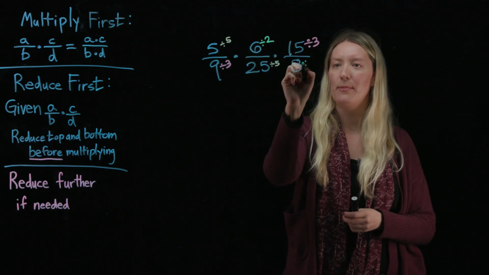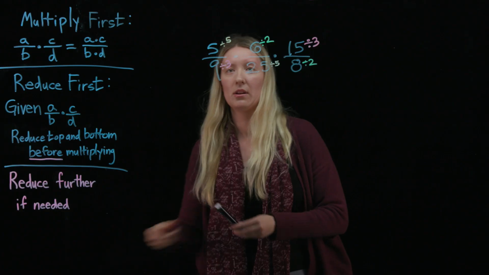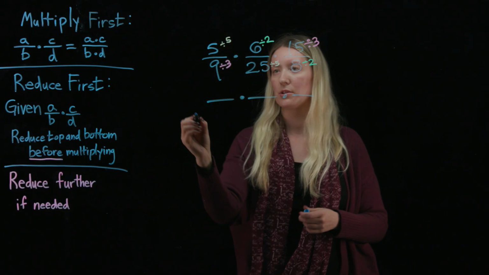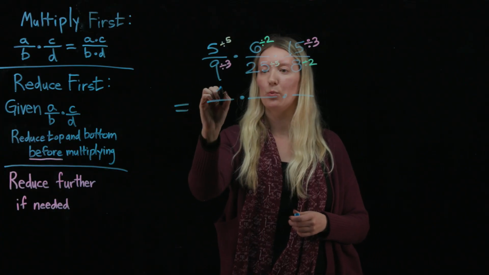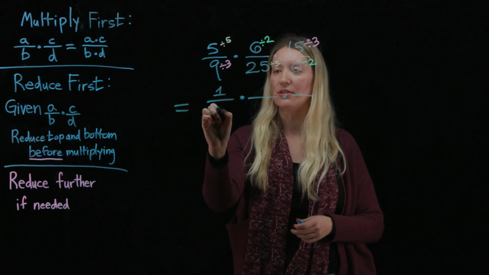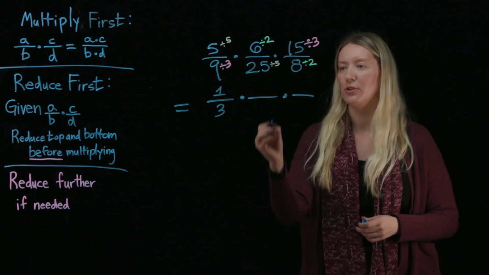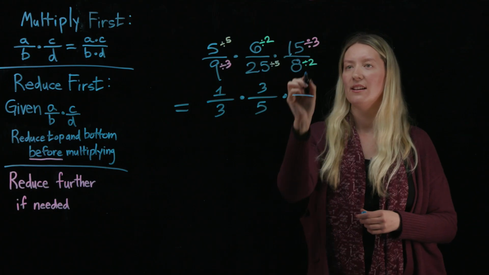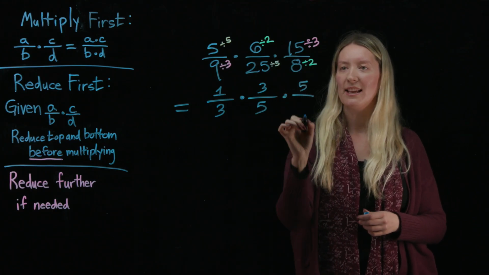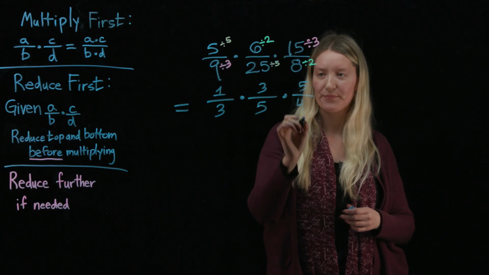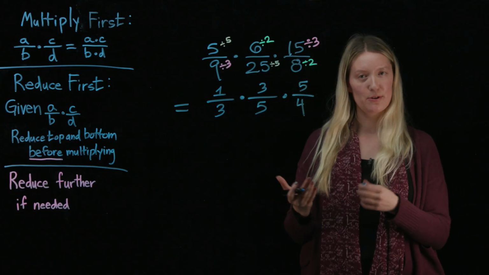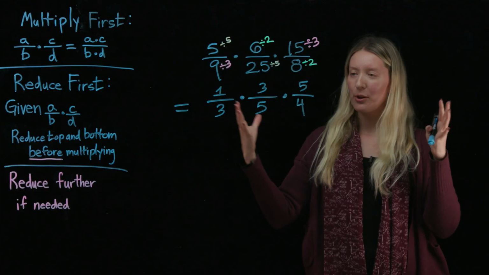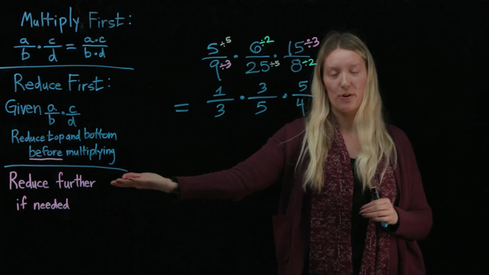And if I divide 6 and 8 by a factor of 2, now I'll have my 3 fractions with much smaller numbers. So 5 divided by 5 is 1, 9 divided by 3 is 3, 6 divided by 2 is 3, 25 divided by 5 is 5, 15 divided by 3 is 5, and 8 divided by 2 is 4. So I still have 3 fractions, but the numbers are much smaller and easier to work with. And if I wanted to, I could probably just combine them all right now and reduce further if needed.